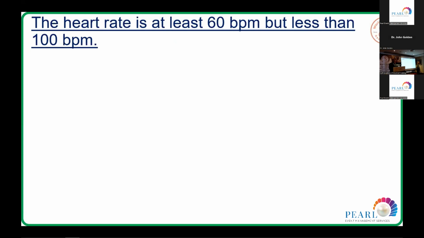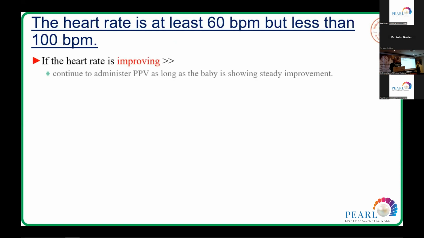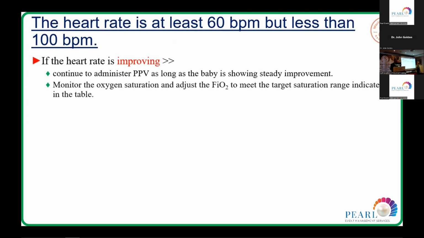The heart rate is at least 60 beats per minute, but less than 100. If the heart rate is improving, continue administering PPV as long as the baby is showing steady improvement. Monitor the oxygen saturation and adjust FiO2 to meet the target saturation range indicated in the table.